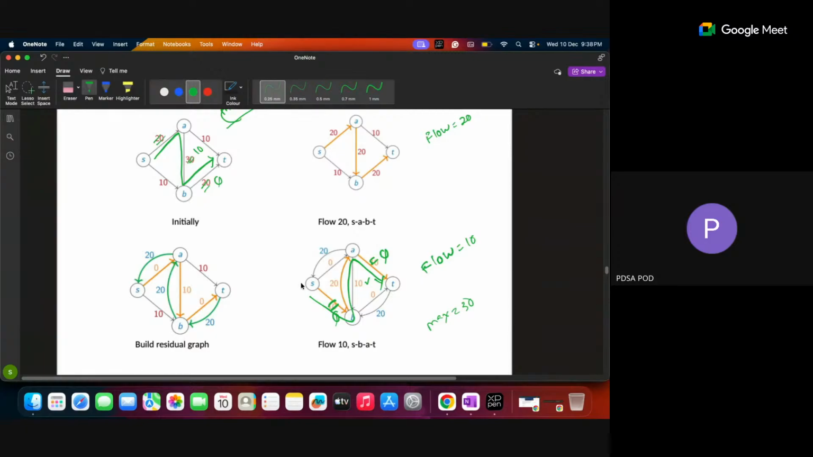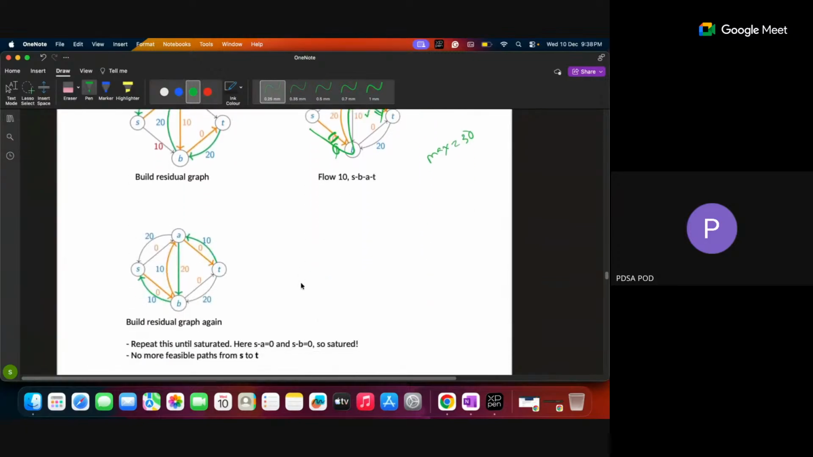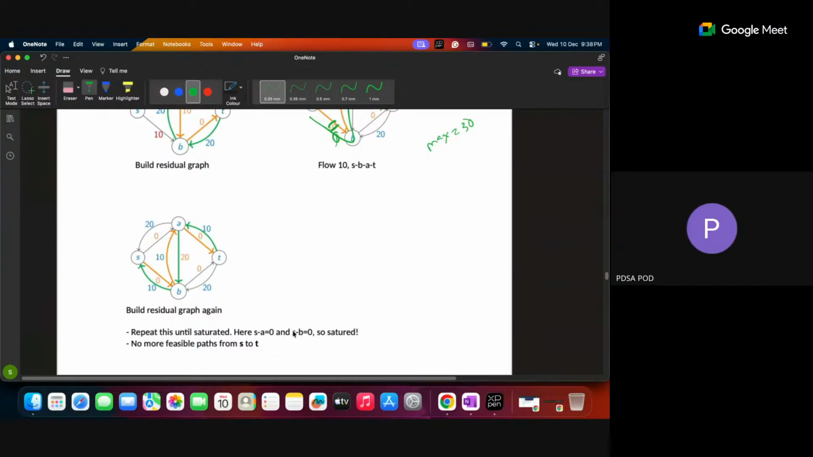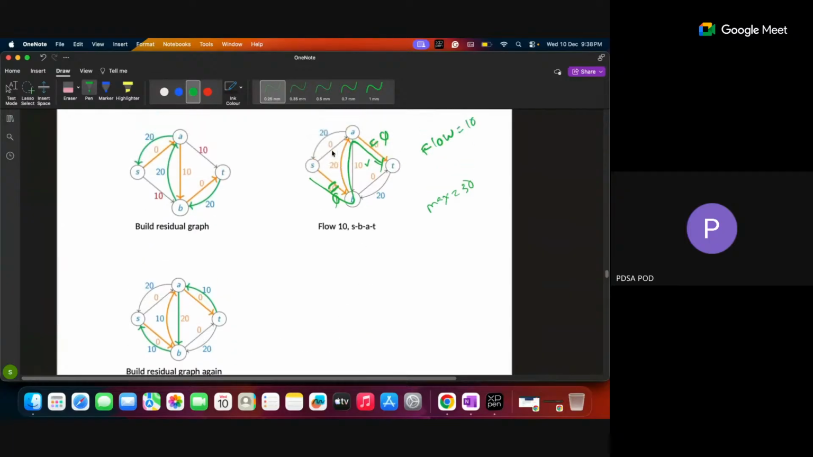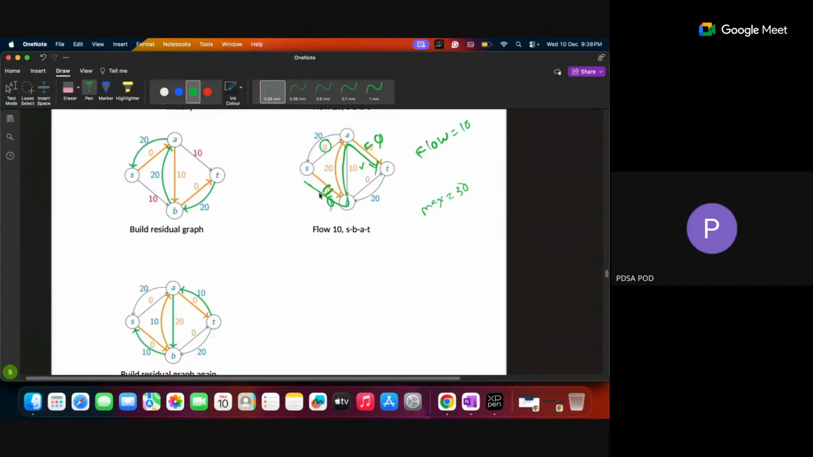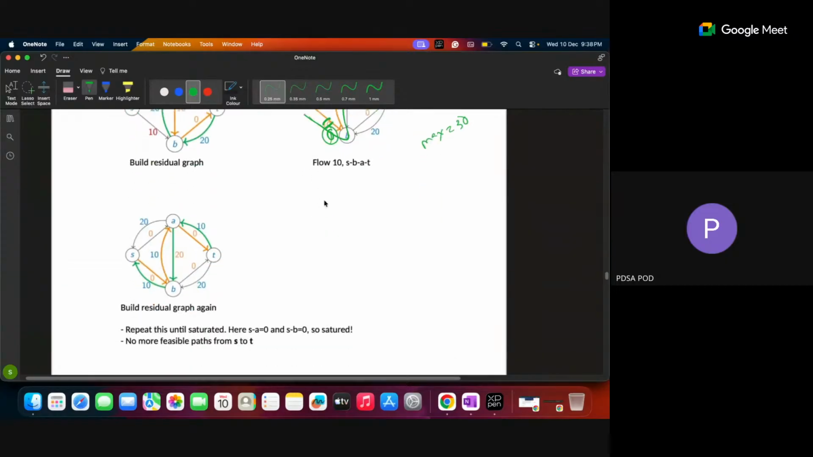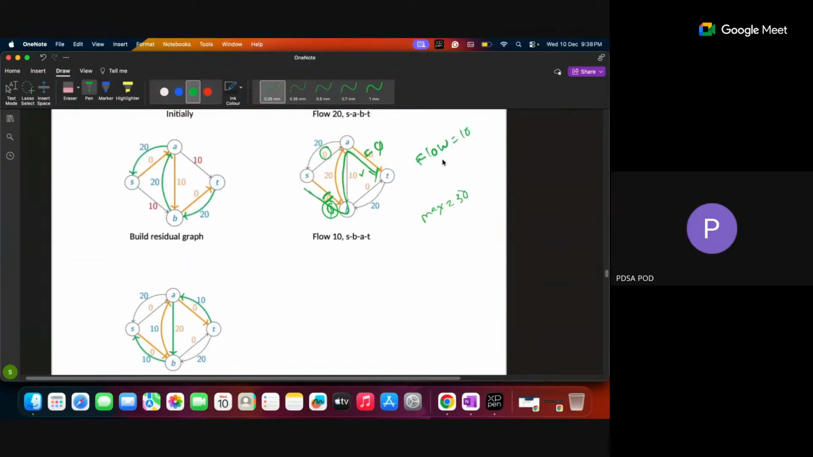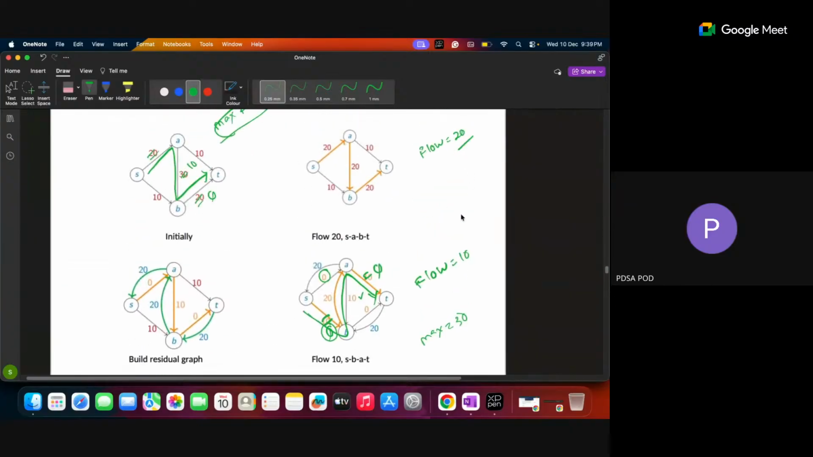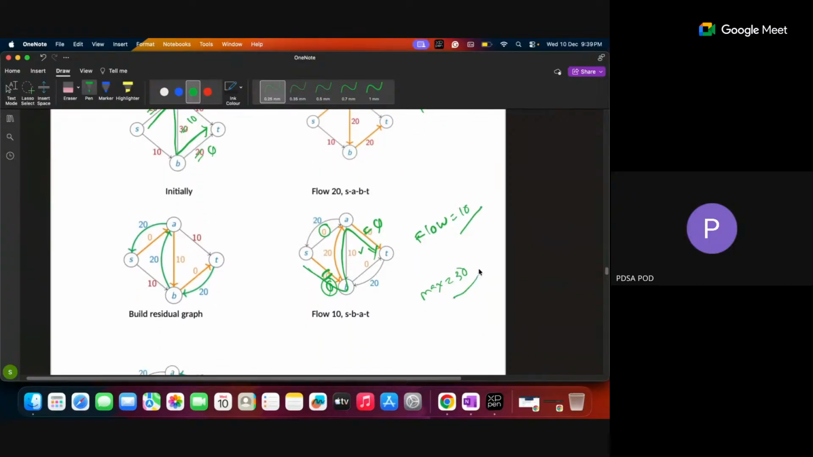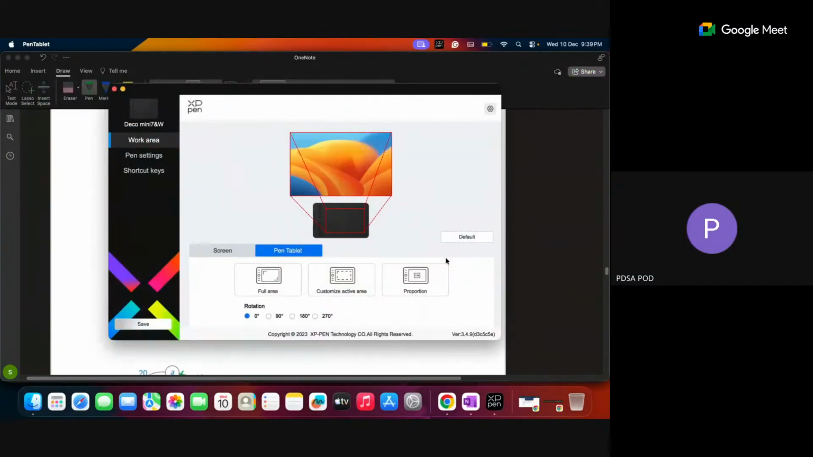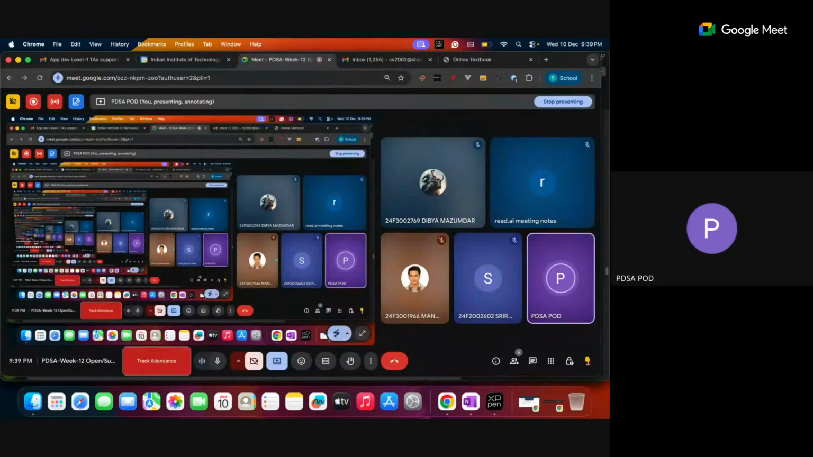So it is saturated. No further flow is allowed. At most we have reached that. S to A is saturated, S to B is saturated. So no further flow is allowed. Already we achieved that 20 flow here. Using the residual graph, we got another 10. So totally we got the maximum flow. Sometimes with the simplex and clever approach, you may not achieve the maximum flow. But Ford-Fulkerson has figured that out.